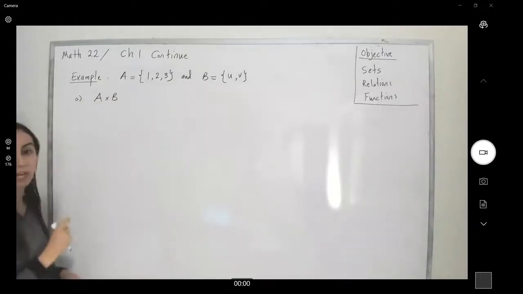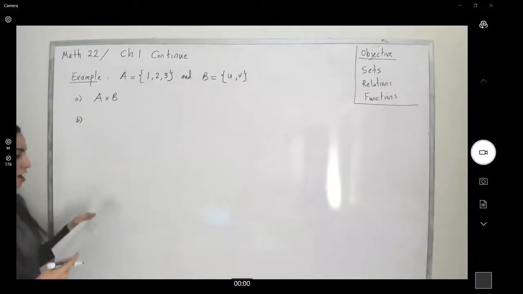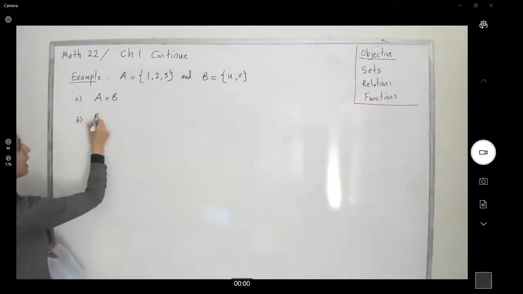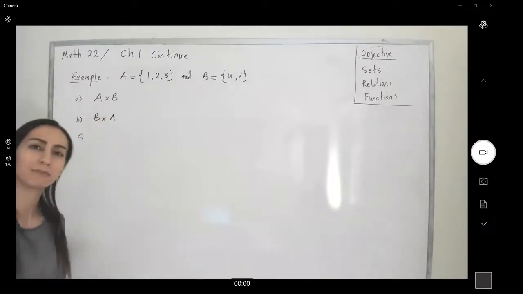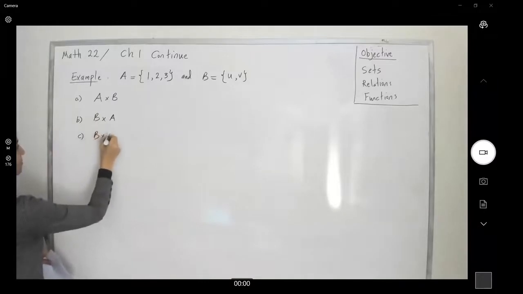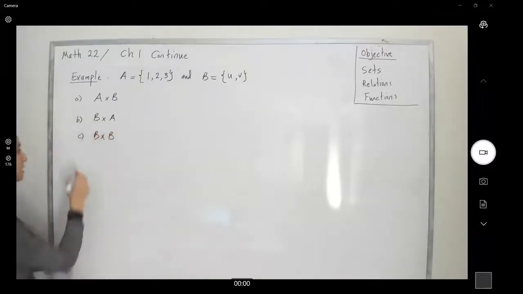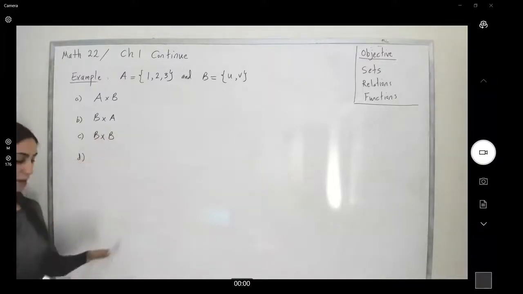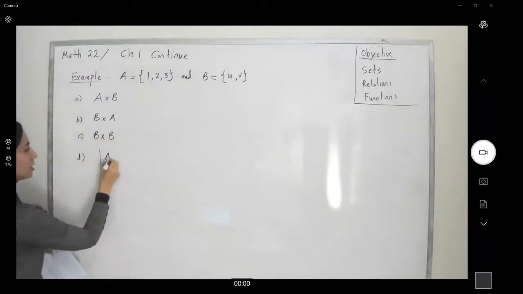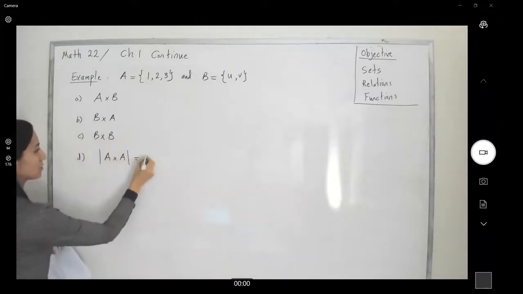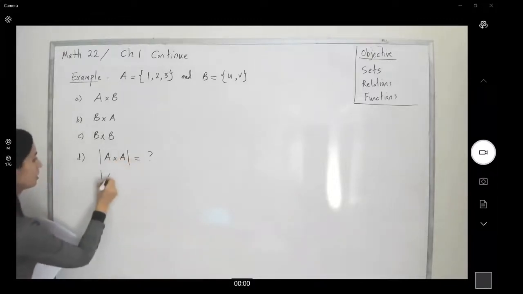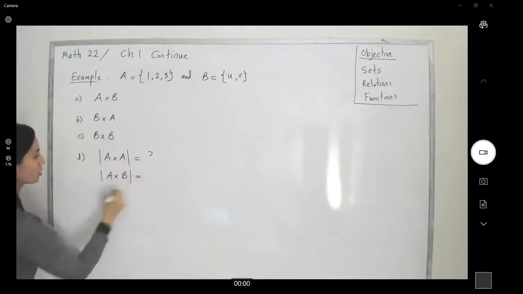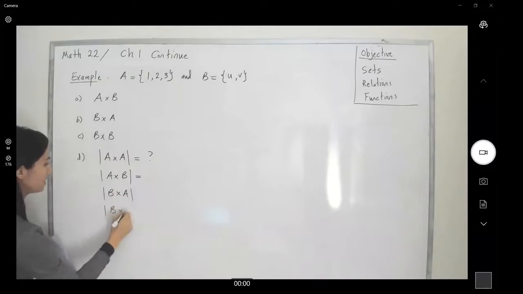A comes first, B comes second. B, find the Cartesian product between B and A. C, find the Cartesian product between B and B. And D says, how many elements are in the Cartesian product between A and A? What's the cardinality of this set? What's the cardinality of A Cartesian product with B, and B with A, and B with B?